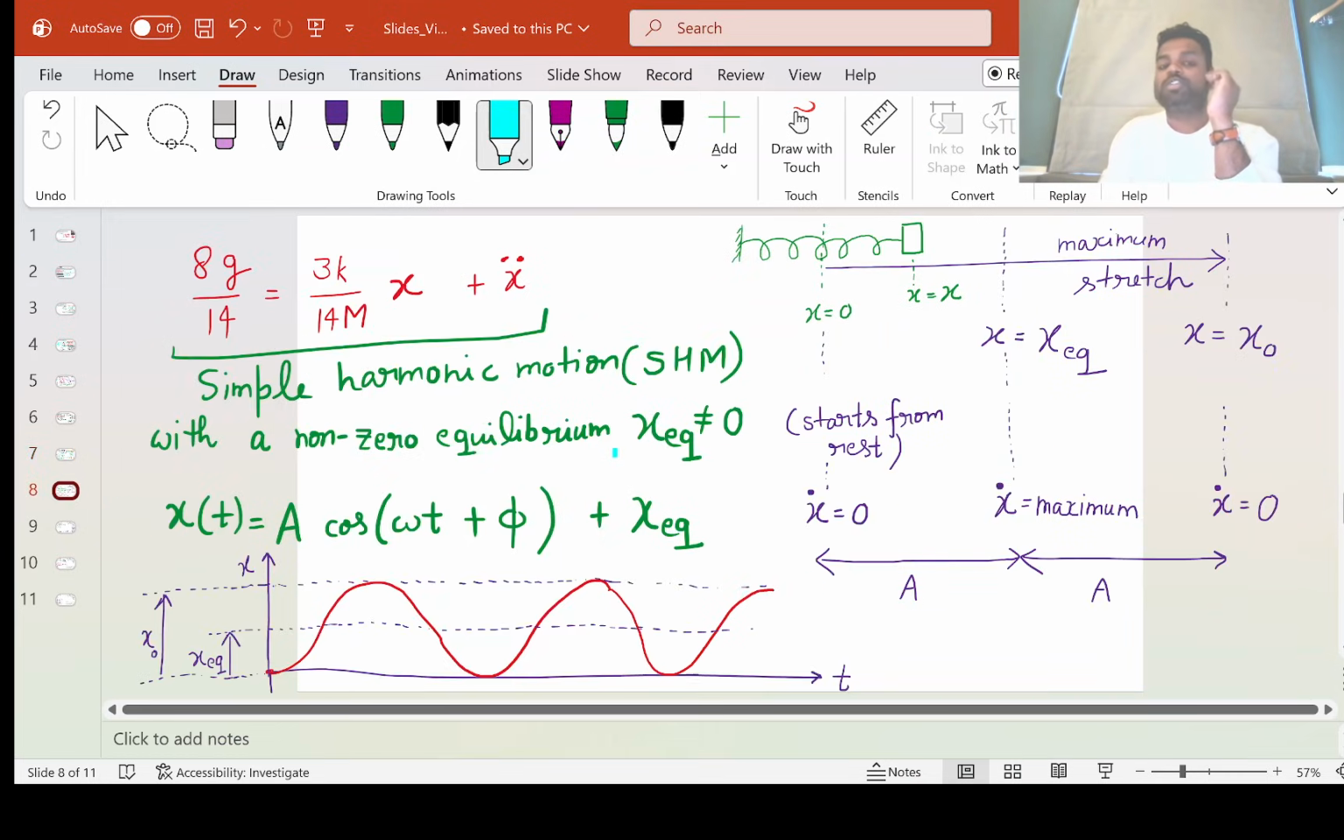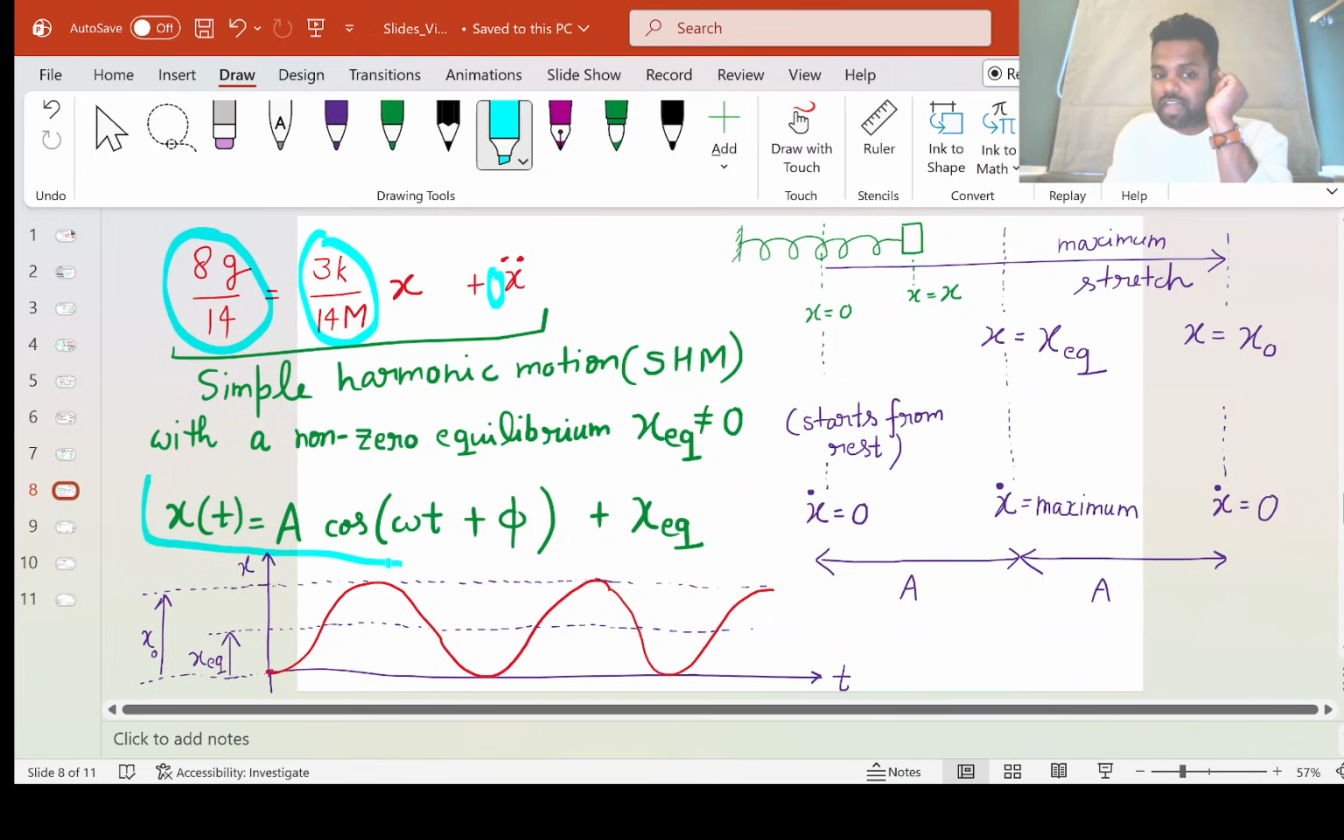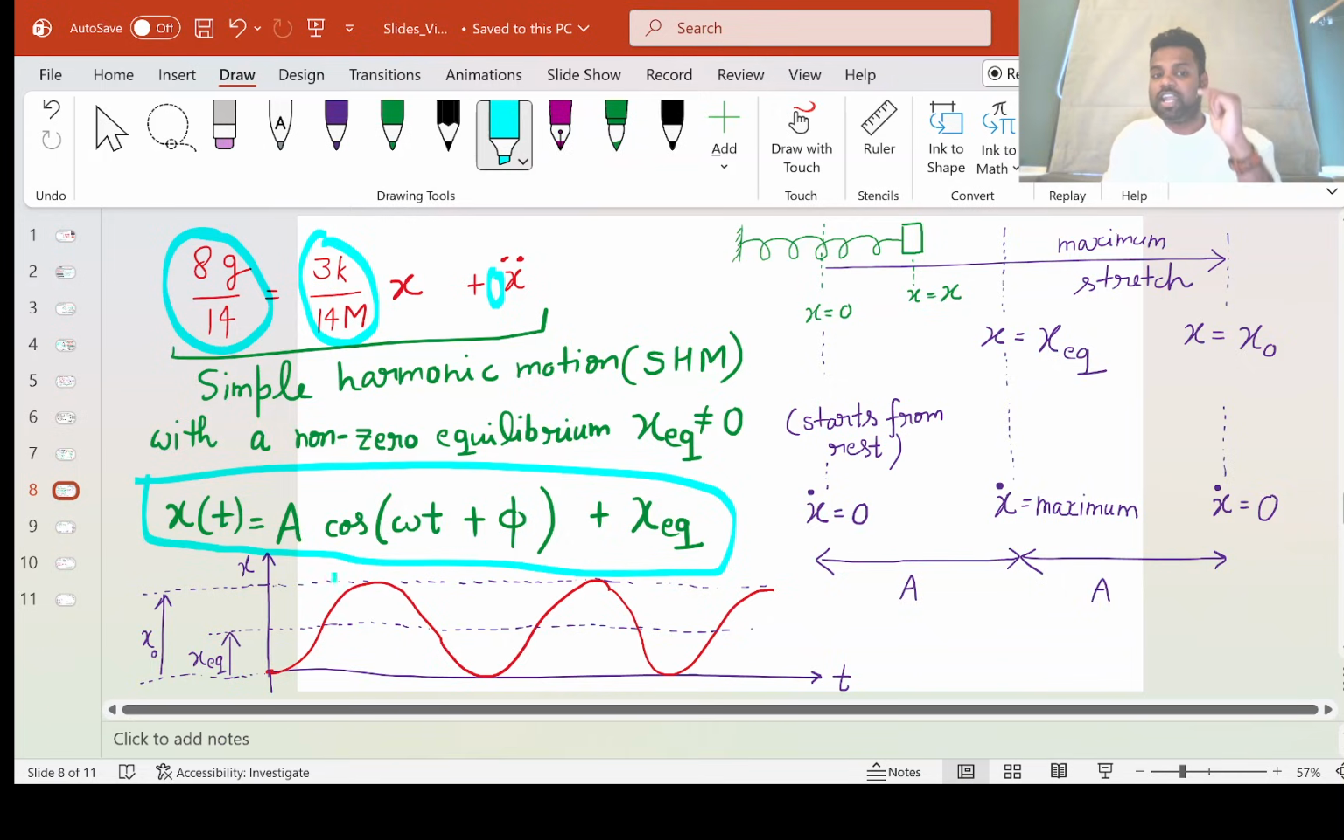Now you go here. In the test, you cannot solve every differential equation in real time. You have to know the solution of some standard equations. So this is a constant, and here you have 1. This equation is a simple harmonic motion, SHM, with a non-zero equilibrium, right? So the solution of x will be like this. It means x will oscillate with amplitude A, frequency omega, and phase phi, about the equilibrium position x equilibrium.